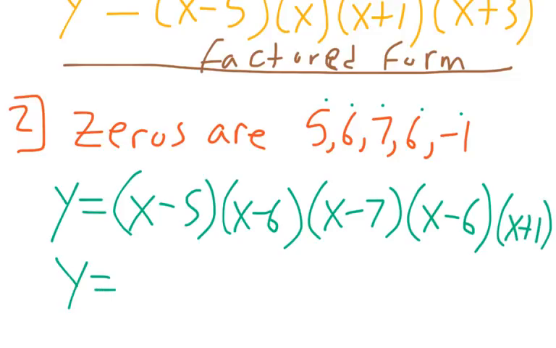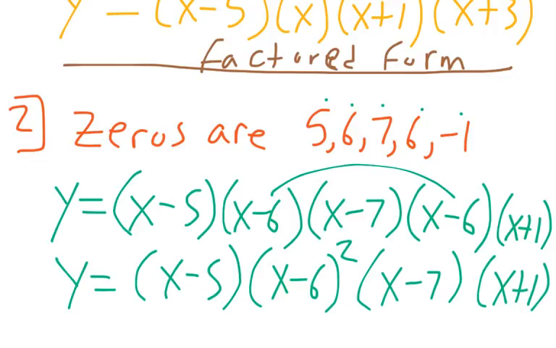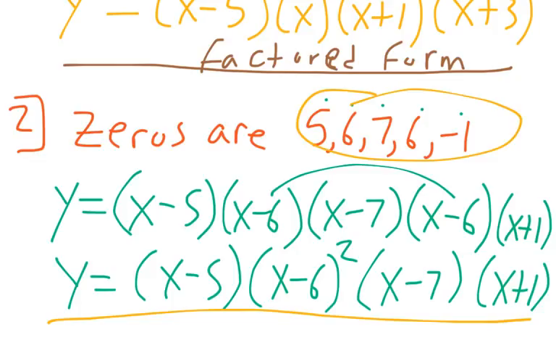So I can actually go a little bit quicker and do x minus 5, x minus 6. I have 2 of them, so it's squared. And then x minus 7 and x plus 1. And this whole entire thing here is the polynomial written in factored form based on the zeros.